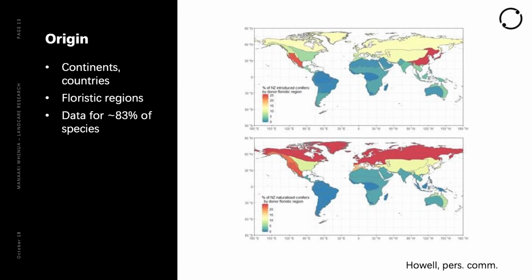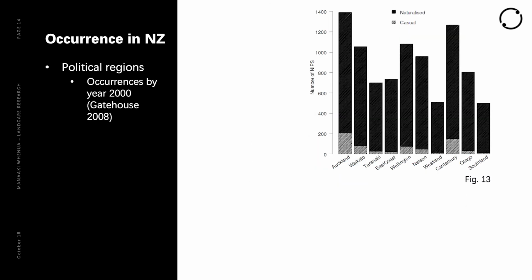But this bottom one actually shows the naturalized conifers. And here you see that actually the highest donor for naturalized conifers is the boreal region. So there's some interesting distinctions between which regions of the world are providing us with species that can escape from captivity versus which ones actually become naturalized.